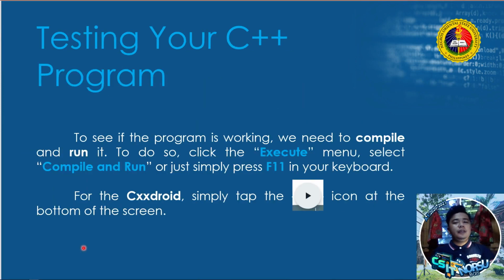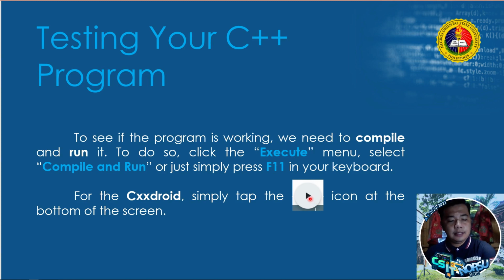All right, so to see if your program works, after you write it down, after you code the program, we need to compile and run it. What does it mean? We need to let the computer know that we are about to execute, or we are about to test whether our program will work. To do so, using Dev C++, click the Execute menu, select Compile and Run, or simply press the F11 key on your keyboard. That is for Dev C++. For CXXDroid, simply tap the play icon at the bottom of the screen.